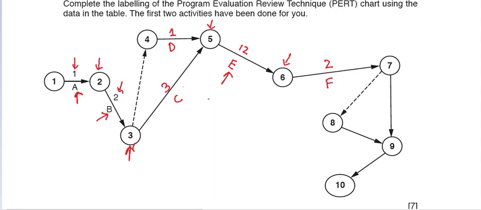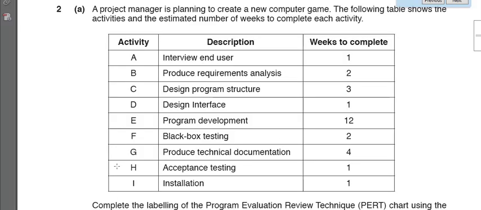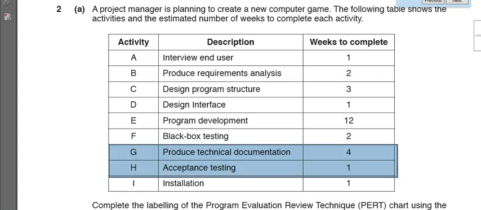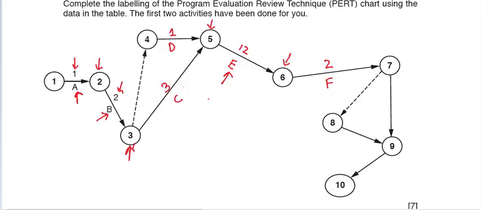And after activity F, we can see that there is an overlap here, right? So we have some parallel activities taking place here. Activity G and H, which are related to producing technical documentation and acceptance testing by the client, can be done in parallel, right? Activity G takes 4 weeks, whereas activity H takes 1 week.